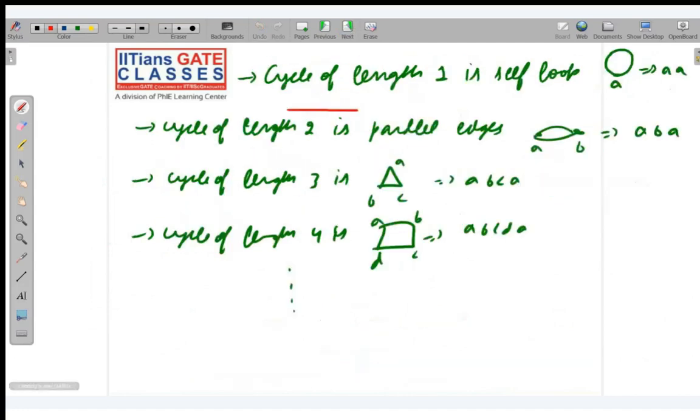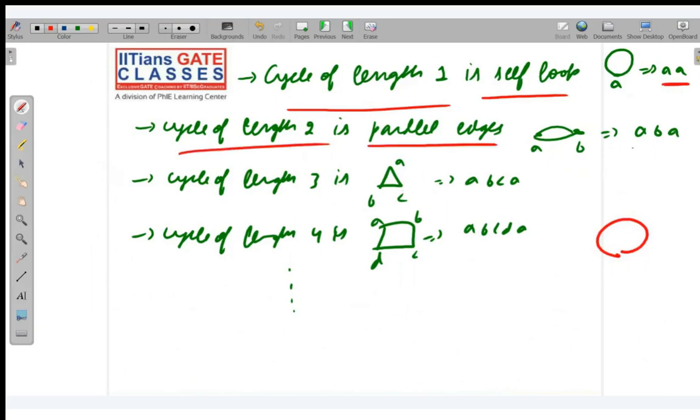Okay, next, a cycle of length 1 is a self loop like this. So this is a self loop, na? We will write it like AA. A cycle of length 2 is parallel edges like ABA. A cycle of length 3 is a triangle like this, ABCA. A cycle of length 4 is like a square or rectangle, whatever way you want. That's why we are calling it a polygon type. See, these are polygons, na? That's why.